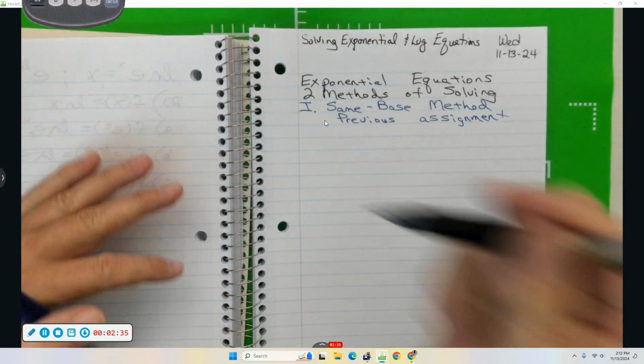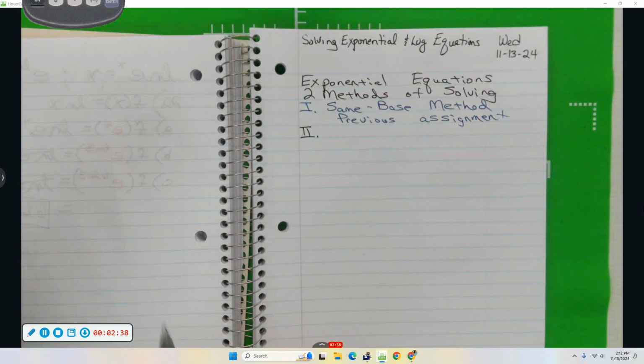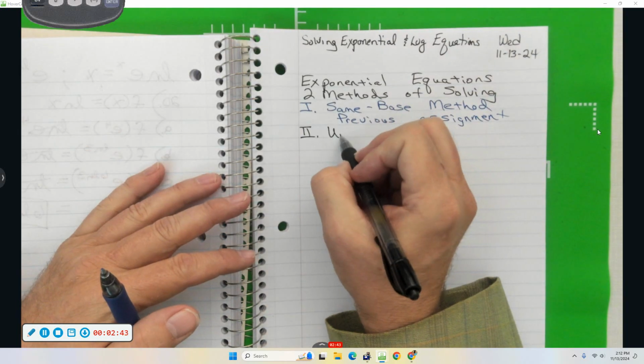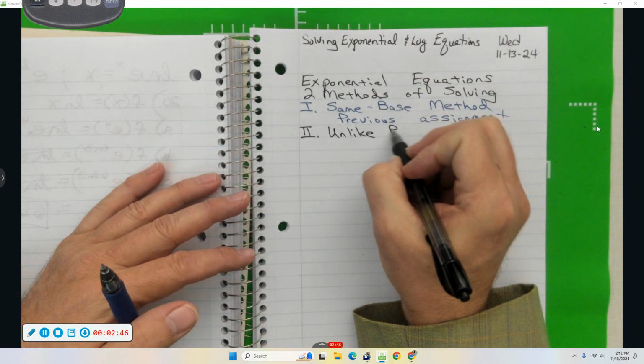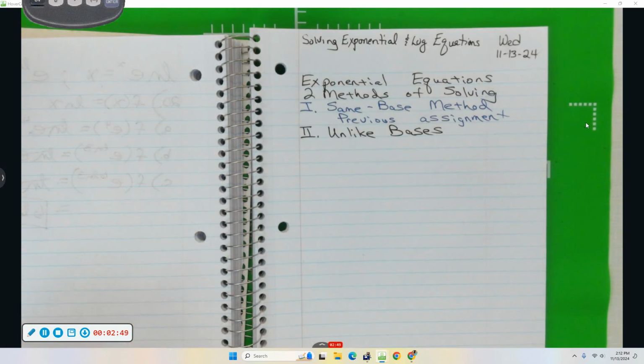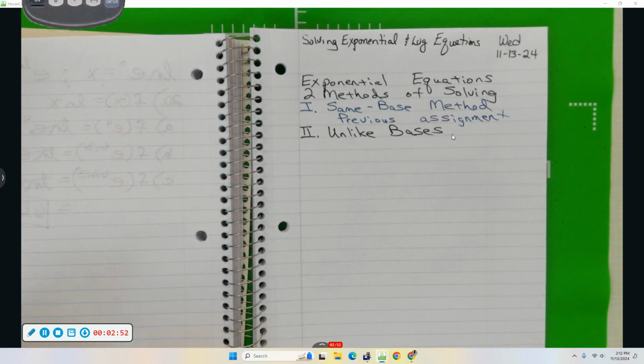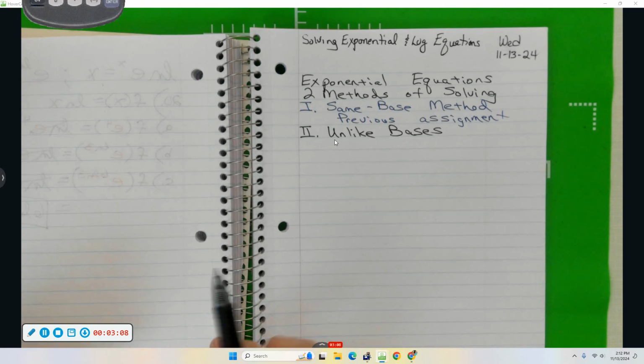The second method, the new method, if you can't get a common base, I'll say unlike bases. In that event, we're going to have to use logarithms. Now, if it's impossible to get a common base, your answer is going to be an irrational number. So you're going to be stuck with a logarithm in your answer that you're then going to have to punch into your calculator to get a decimal approximation. It's up to you whether you use your LOG key on your calculator or your LN key.